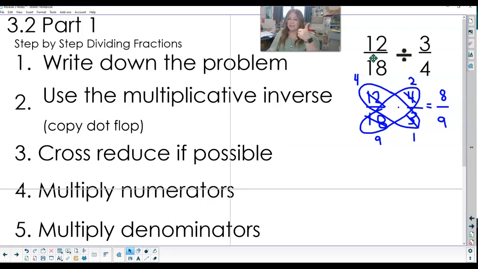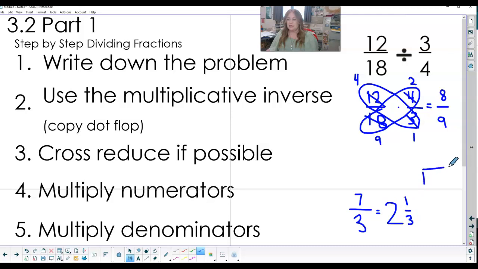So to review, we write it down just like it says. Then we use the multiplicative inverse: keep the first one, change it to multiply, flip the second fraction upside down, use the reciprocal, cross reduce if possible, multiply the numerators, multiply the denominators, and reduce if possible. If we end up with an improper fraction like 7/3, we would want to say, right, 3, 6, it goes in there 2 times. 6 to 7 is 1 more out of 3.